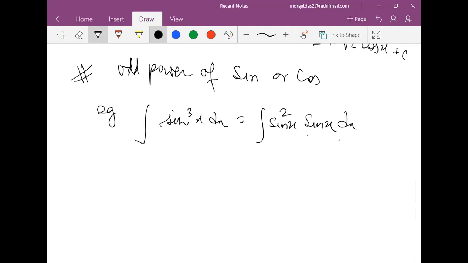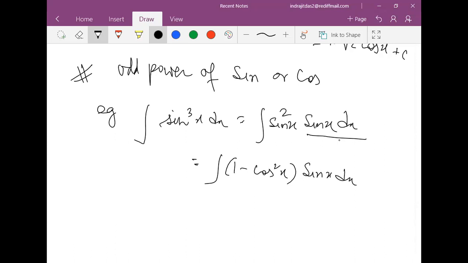Always arrange sine x dx for sine cube. For cos cube it will be cos x dx. So the other part will be the even power of sine x, or cos x if it is a cos x problem. So one more thing we need: sine square x is 1 minus cos square x. You know sine square x is 1 minus cos square x, into sine x dx.